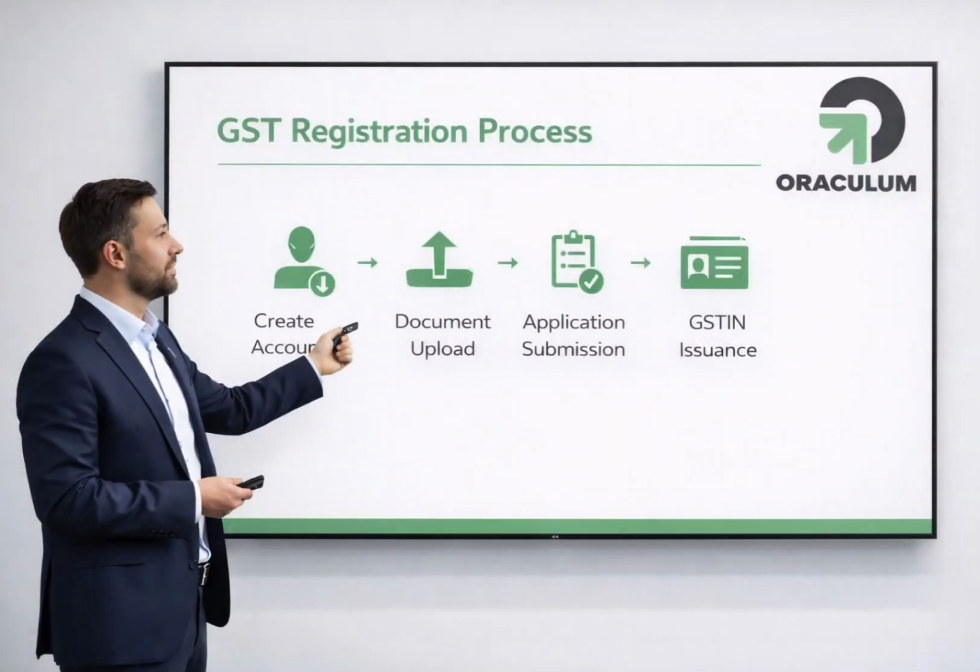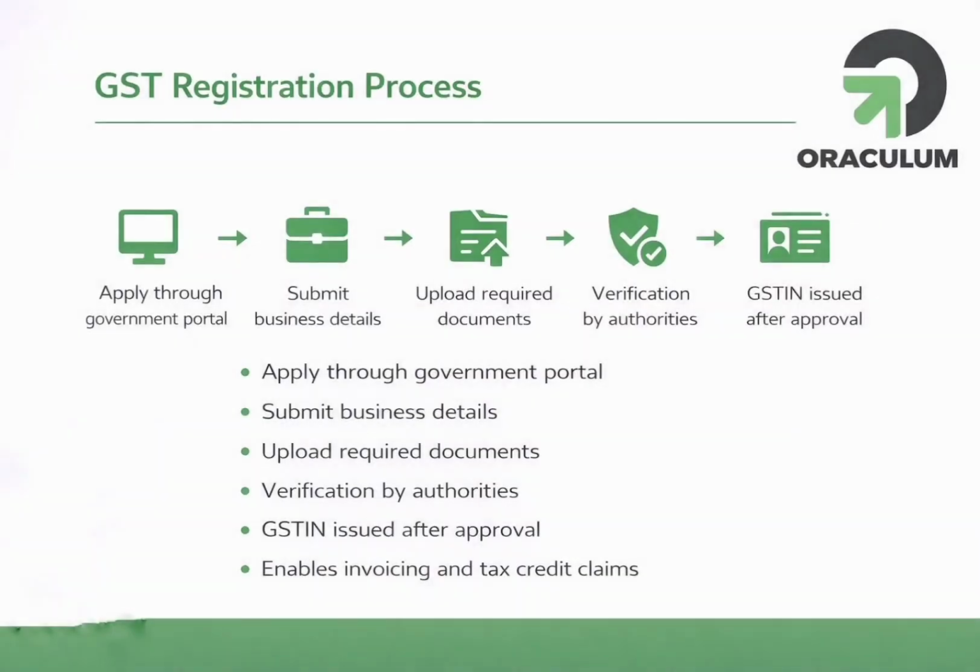Process for GST registration. GST registration involves submitting an online application through the government portal with business details, uploading supporting documents, and verification by authorities. Once approved, a GST identification number is issued, allowing the business to collect GST, issue invoices, and claim input tax credits. Ongoing compliance includes return filing and record maintenance.